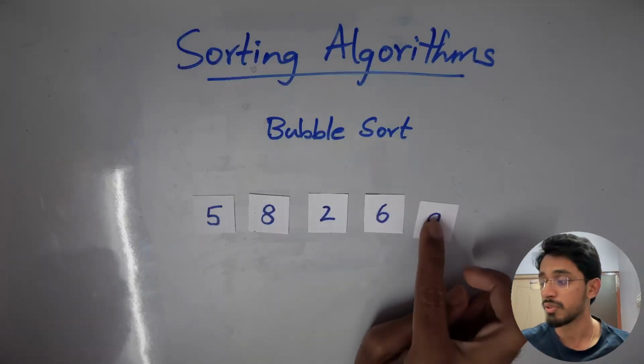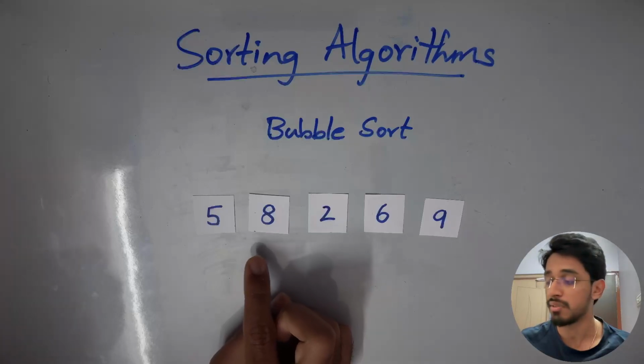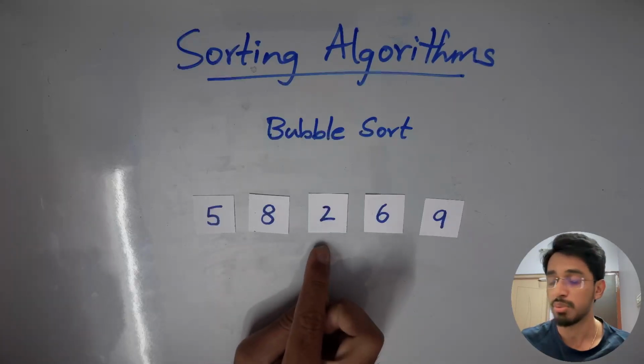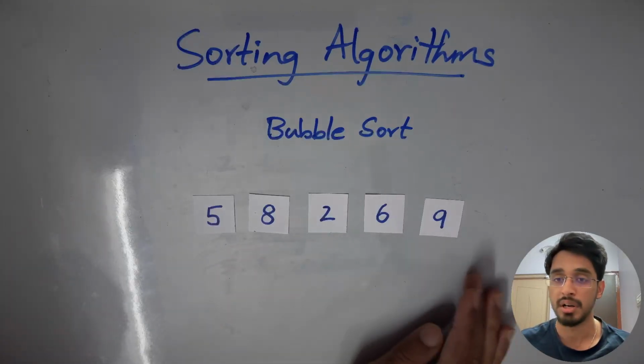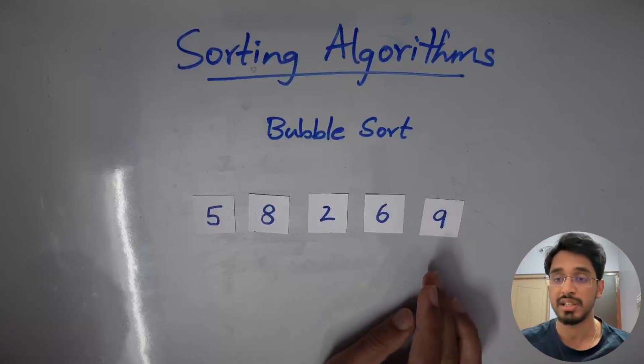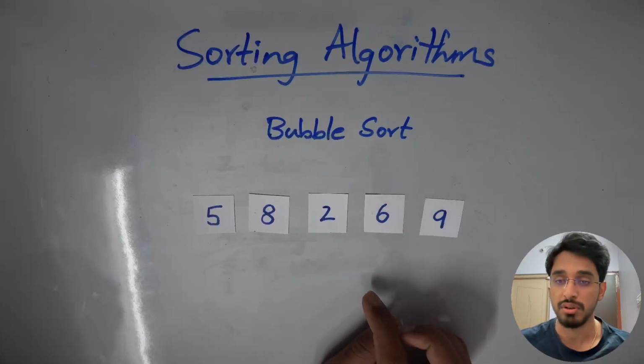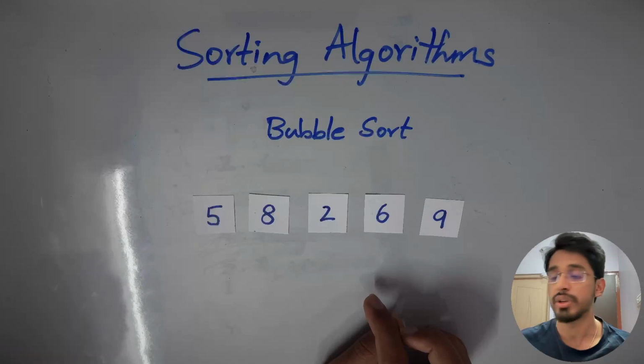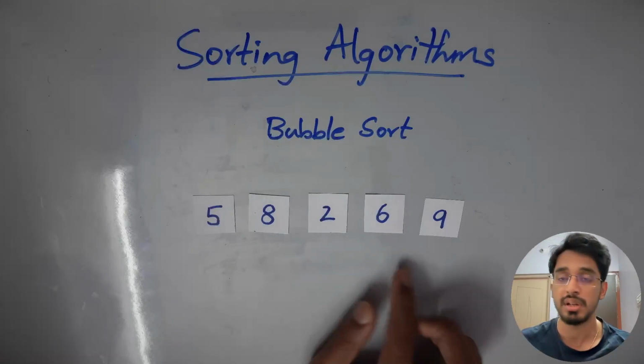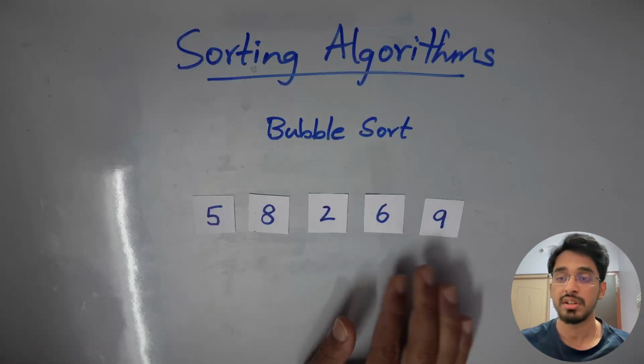Now if you observe, the 9 was previously at the third position, and it keeps on bubbling up till the exact position where it has to be. That is why this algorithm is called bubble sort. Now we keep doing the same thing again and again, until we find that the whole array is sorted. This is just the first iteration.